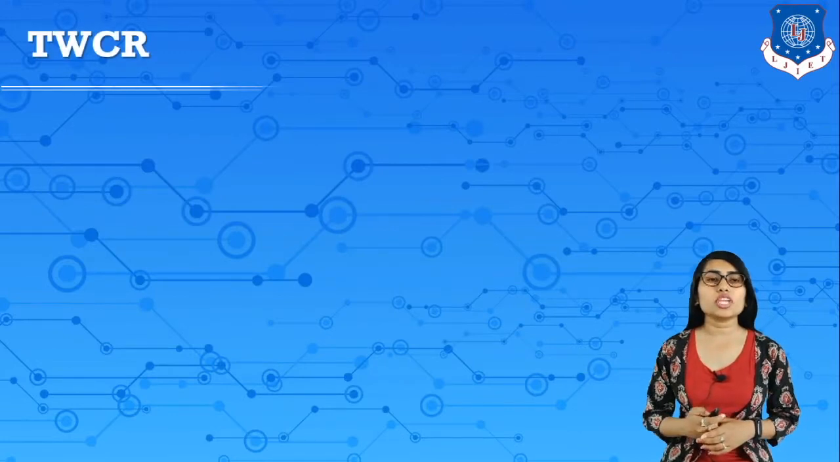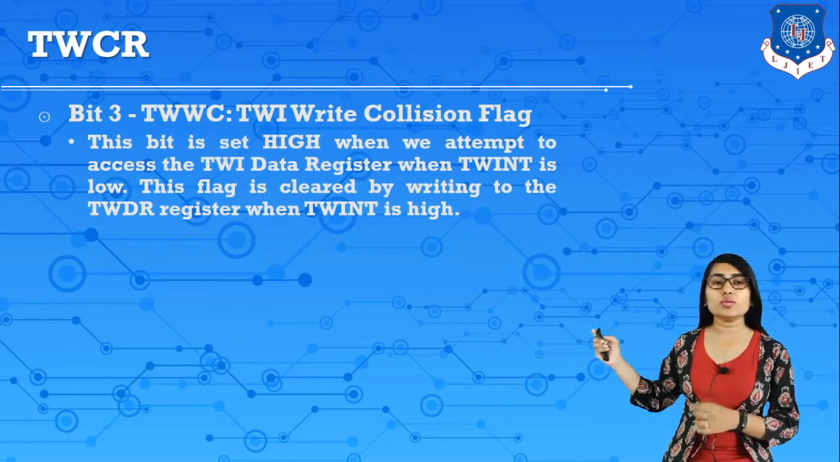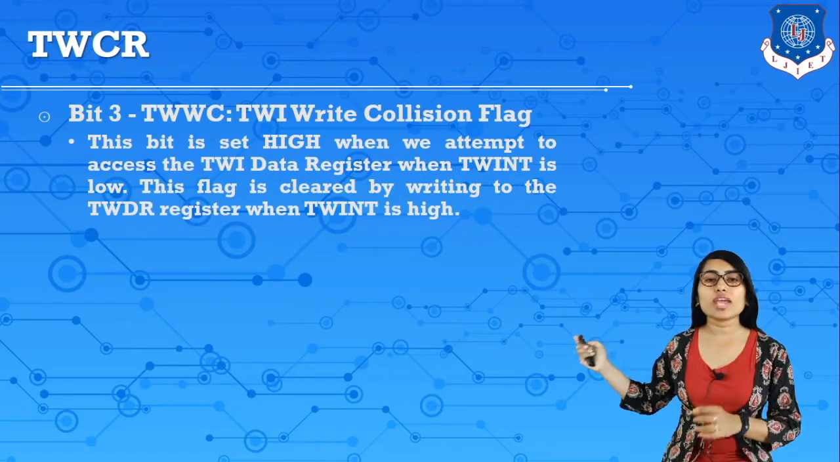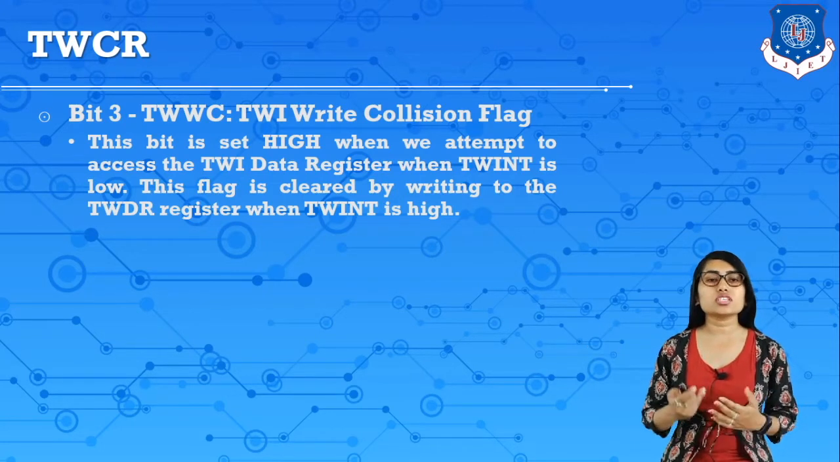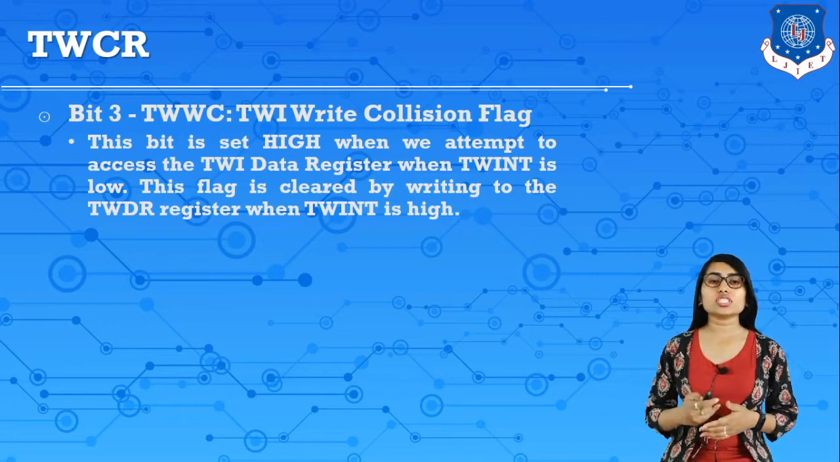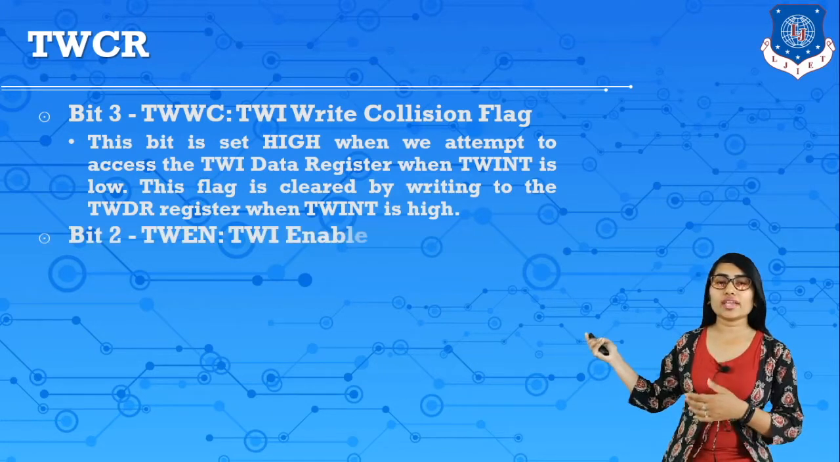Now the next bit of TWCR is TWWC, that is TWI write collision flag. This bit is set high when we attempt to access the TWI data register when TWINT is low. This flag is cleared by writing to the TWDR register when TWINT is high.